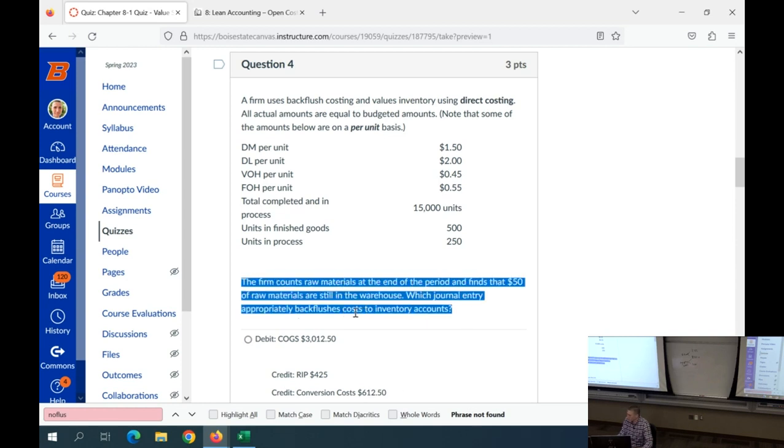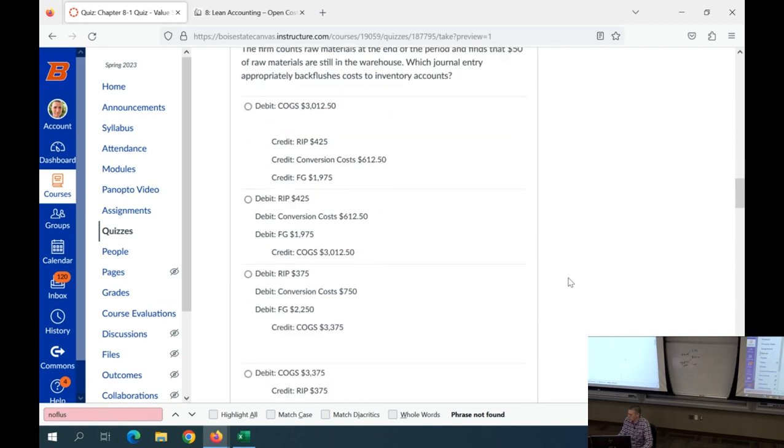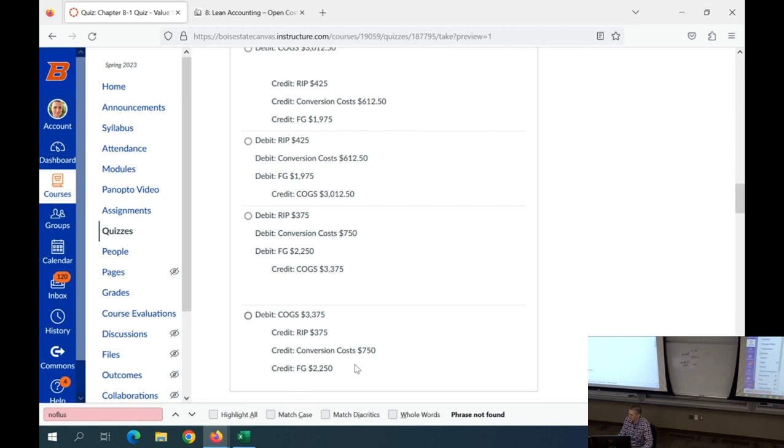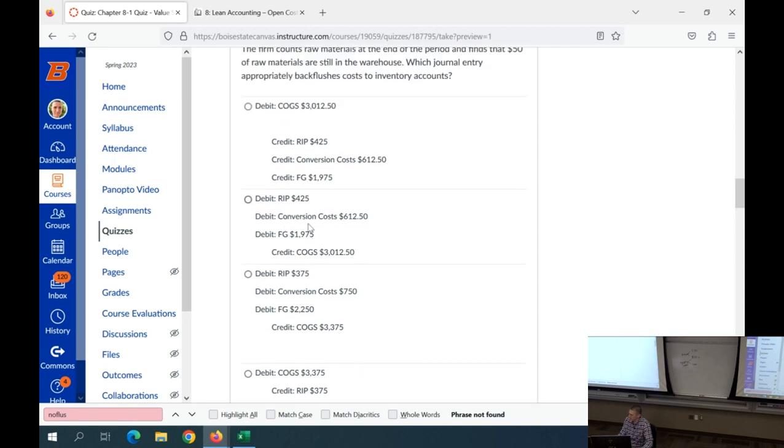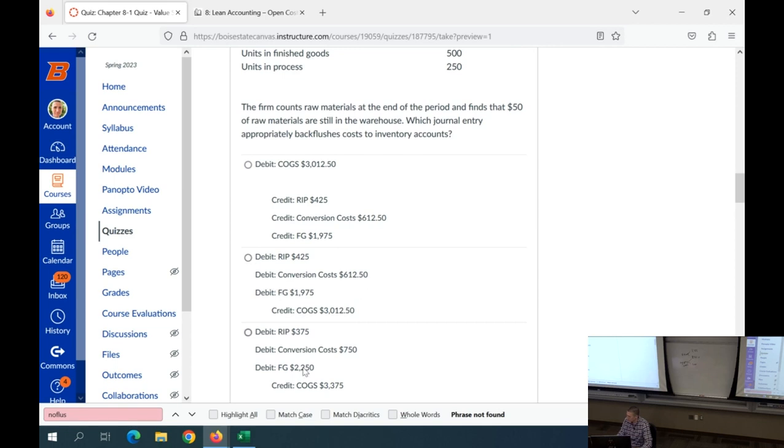So we're asking what journal entry appropriately backflushes to inventory accounts. We can rule out the two with the debit to COGS, so it's not A and it's not D. It's a question of which is it, C or B? I don't know why Canvas is against naming or numbering these answer choices, but it would be B and C if you were to letter them.